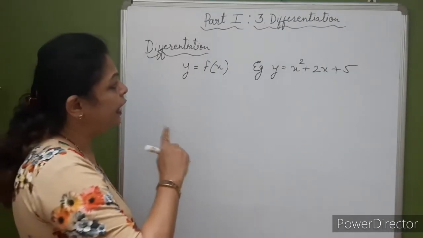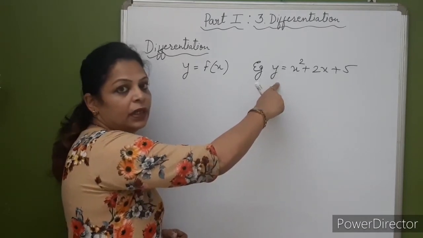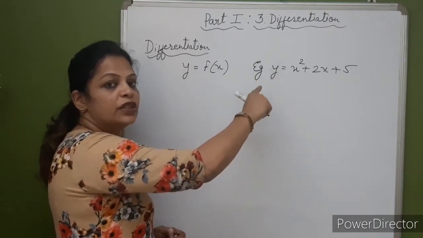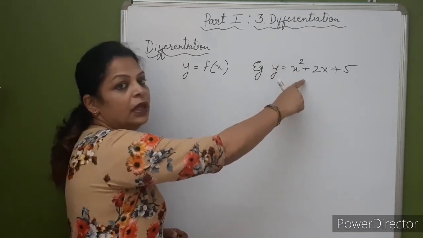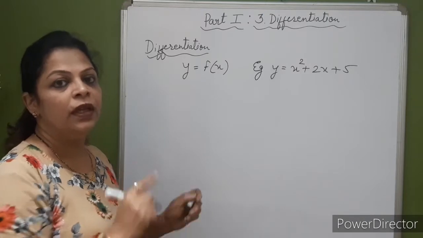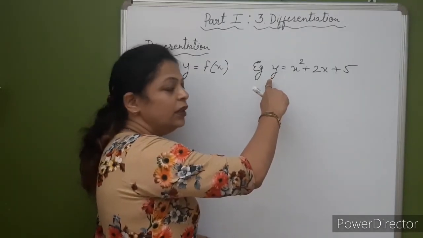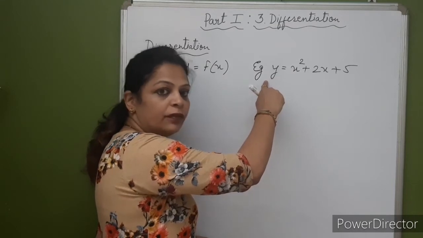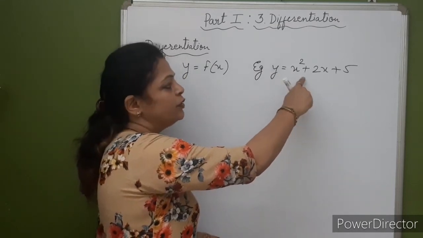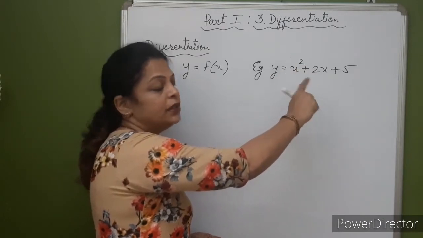So the rate of change of value in one variable at a point with respect to some other variable is called as the derivative. Getting? The rate of change of value in one function with respect to the another variable at a point is called as the derivative.